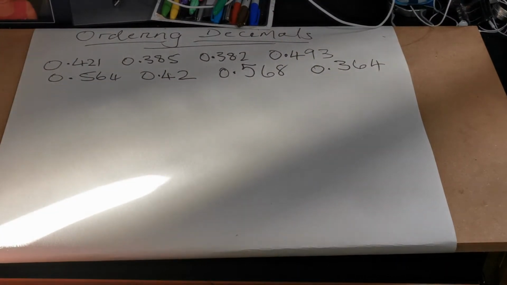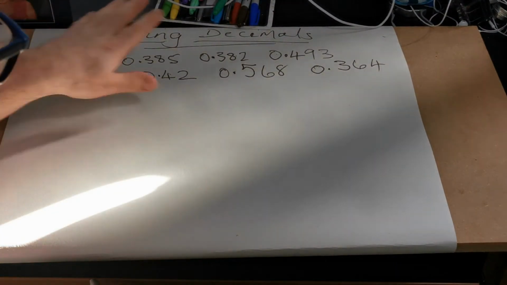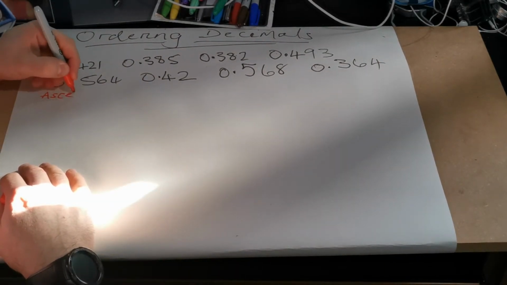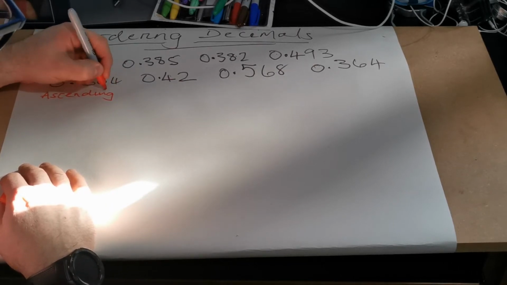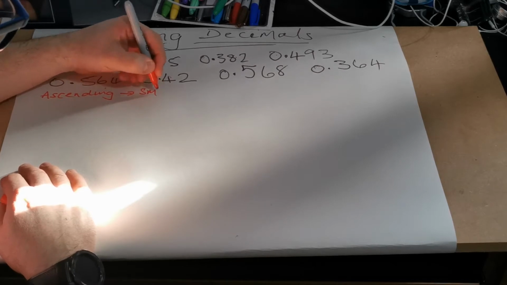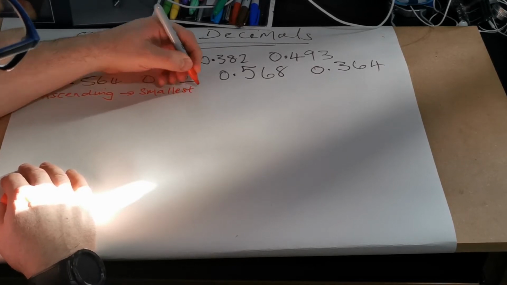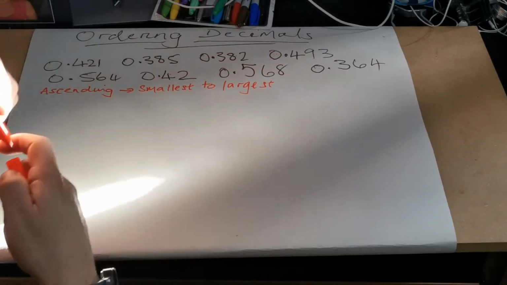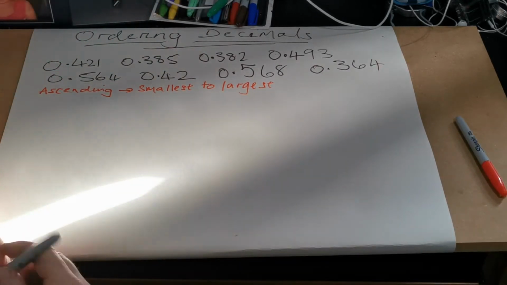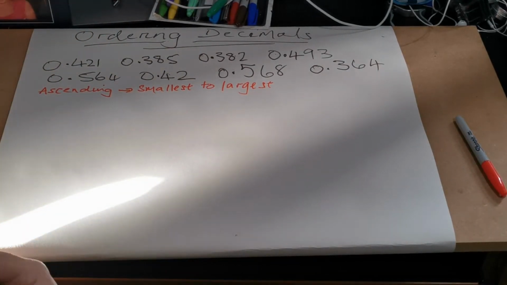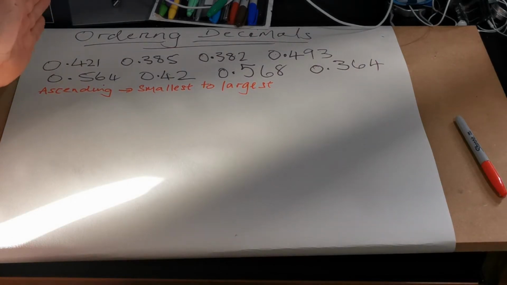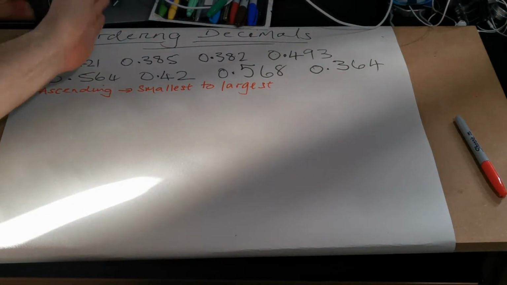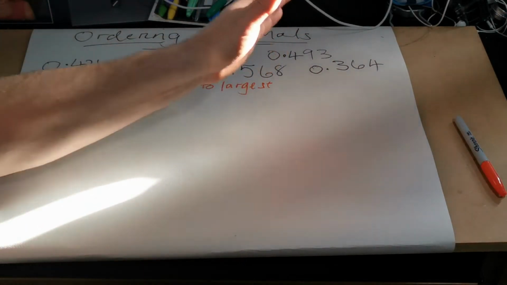Hi guys, if you were going to ask me to put these decimals into a numerical order, let's say we're going to say ascending, and that's the general one, so that's smallest to largest. I would employ a bit of a system, and the first part of my system would be to look at the first thing that's different. So these are all 0 point something. So the first thing that's different is the digit in the tenths column.